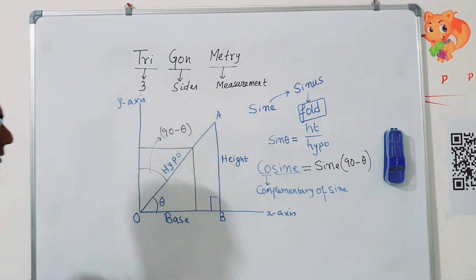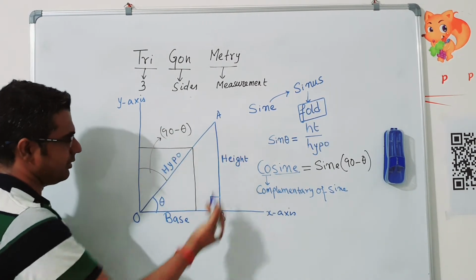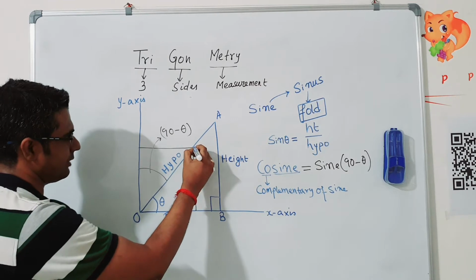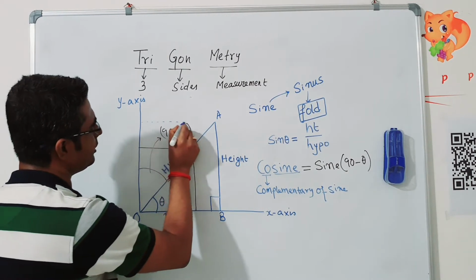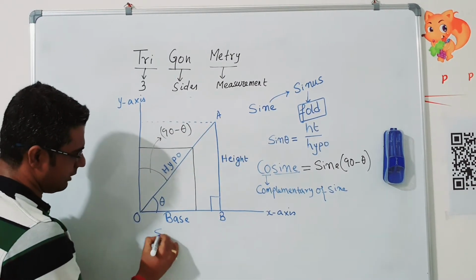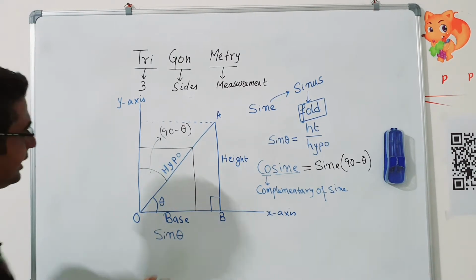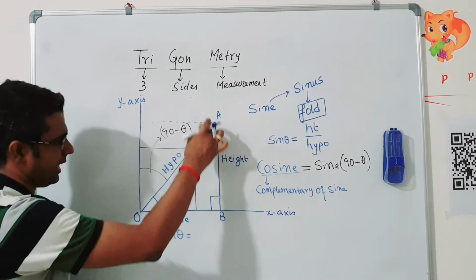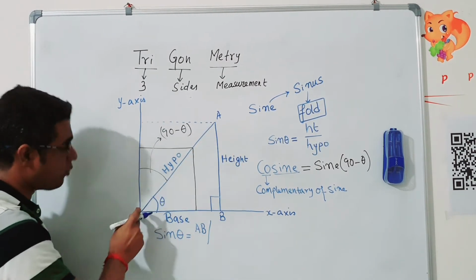Okay, done? Now if I want to define this, I'll just join this. So here let us see. If I want to calculate sine theta, it will be what? Height AB by hypotenuse OA.